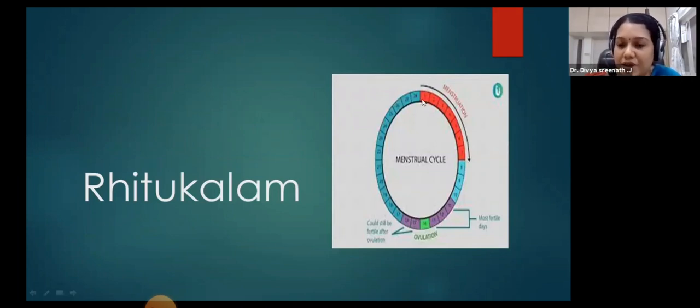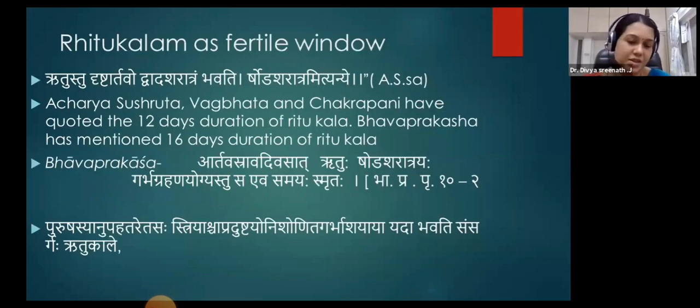Acharya has mentioned that during the menstrual time, the woman should observe celibacy. After the menstrual period, up to the 16th day, Acharya has considered there to be more chance of getting pregnant, which we can easily correlate with the modern view also. So this reference from Bhava Prakash seems to be more apt, and you can study the sloka. So Rutukala is considered as the Garbha Grahana Yogya Samaya.